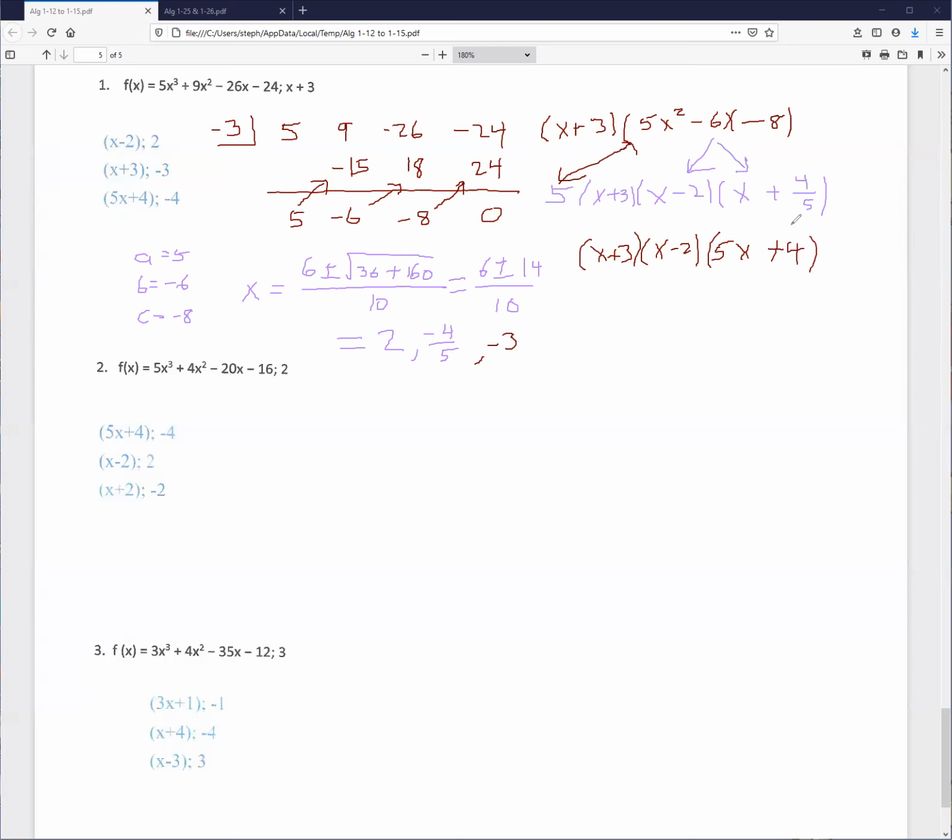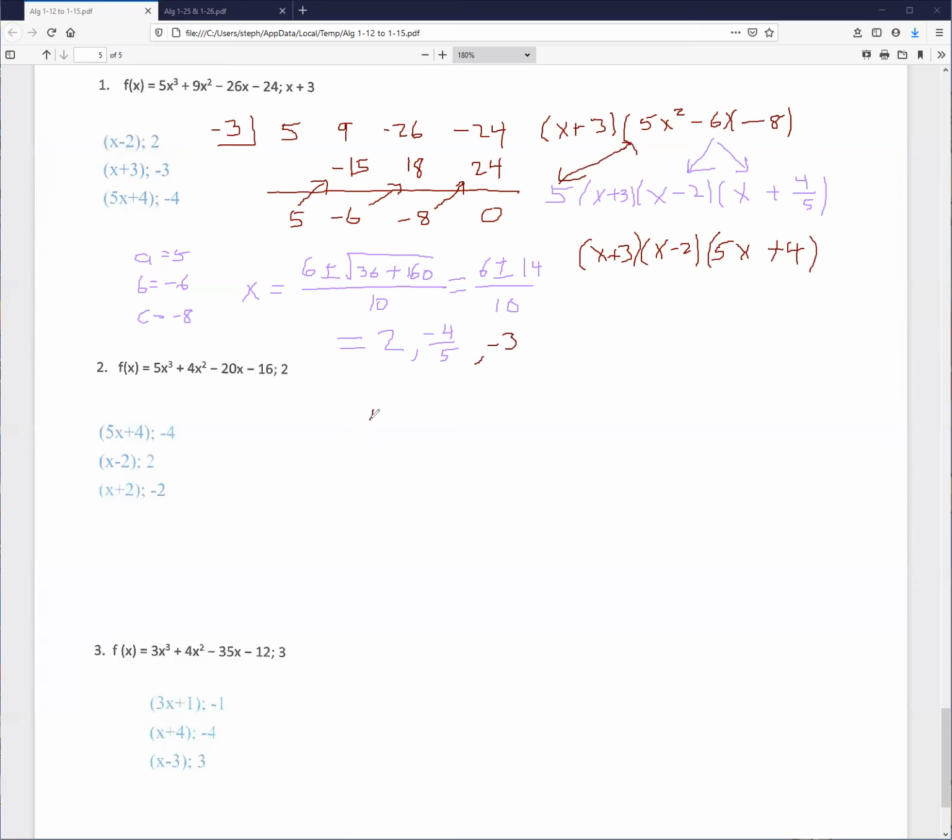Finally, we're going to do one more. I think we'll settle for one more here because I think we're getting the idea. So one last question. We're going to look at number 2 here. 5x cubed plus 4x squared minus 20x minus 16. And we're going to use a 0, or an x-intercept, a solution of x equals 2.